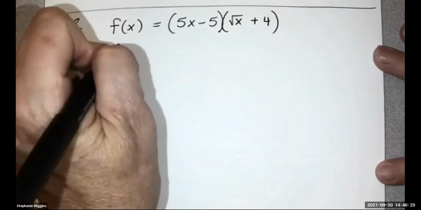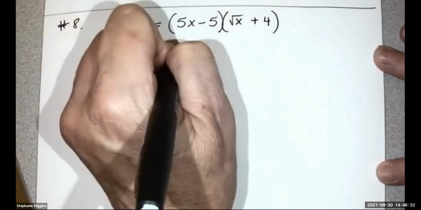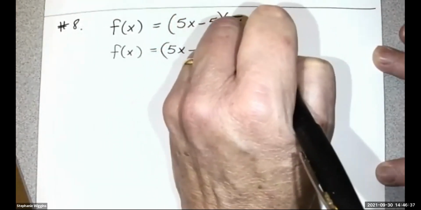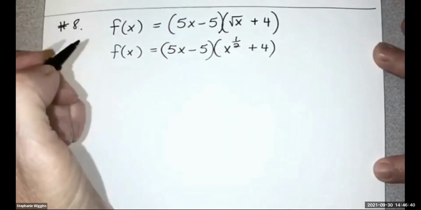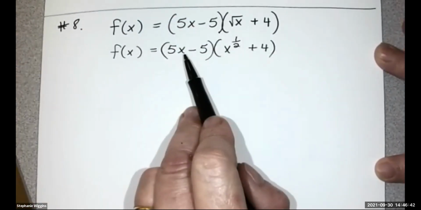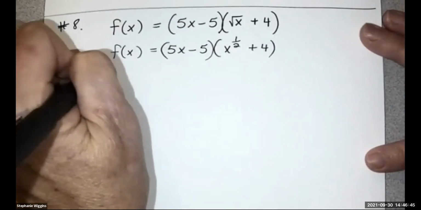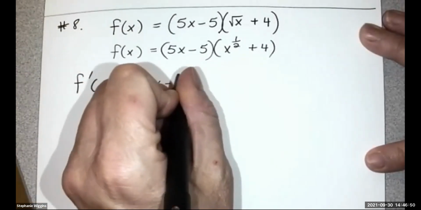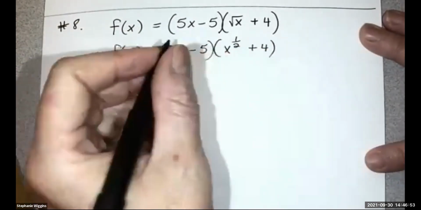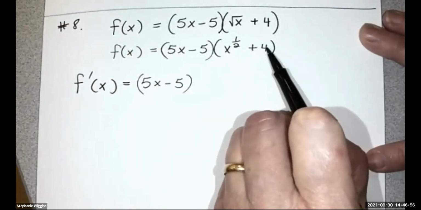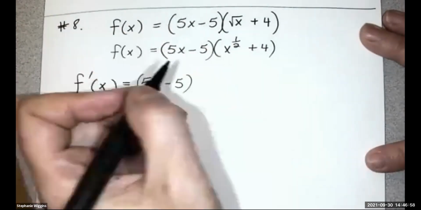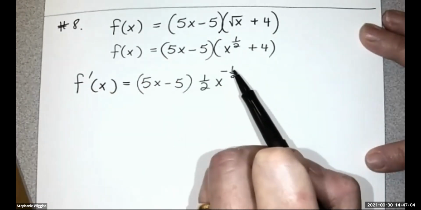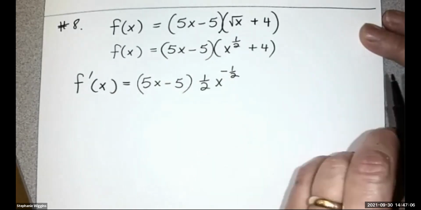And like I said, you want to write this as f of x equals 5x minus 5 and x to the 1/2 plus 4. So now I'm going to go ahead and take the derivative. And because I have two functions here multiplied, I use the product rule. So we have f prime of x equals the first function multiplied by the derivative of the second. So I'm going to apply the power rule. The derivative of 4 is 0. So I'm just going to multiply by 1/2 x to the minus 1/2. I bring that 1/2 out front, and then I subtract 1 from 1/2 to get negative 1/2.